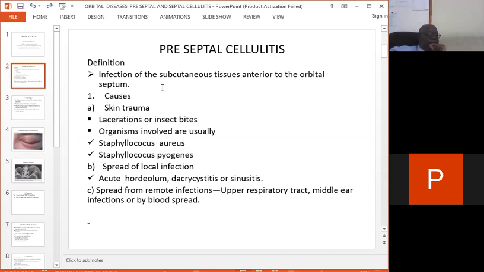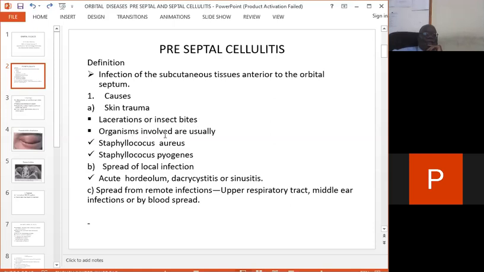While orbital cellulitis is one behind that fibrous tissue. Causes of preseptal cellulitis: skin trauma, lacerations or insect bites. Among the insect bites are the bees, those that want honey, which they never make, but they just want to collect. The insects which make the honey, they have to defend their stuff.